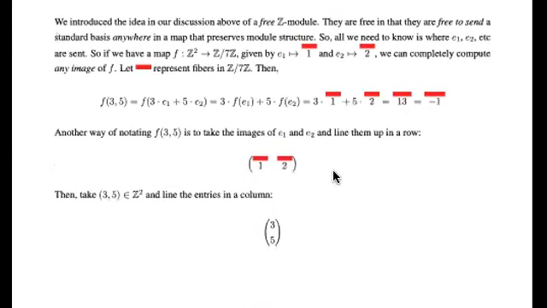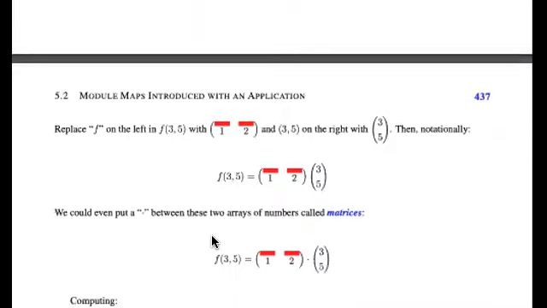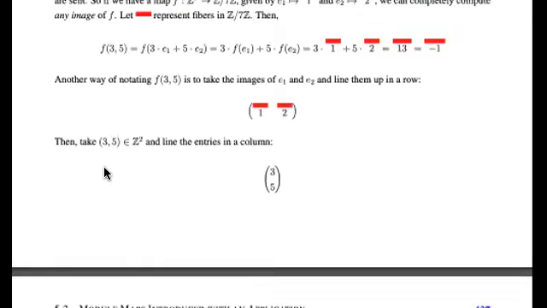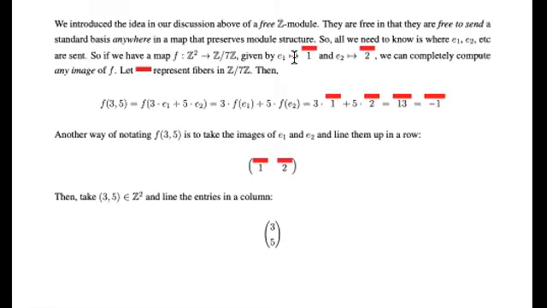So for instance, let's suppose that we have a function f, and we want to send E1 to something, and we want to send E2 to something. So f is a map that goes from Z^2, so Z cross Z, to Z mod 7Z. So in here, the domain is a free module. And that's really all we need here.